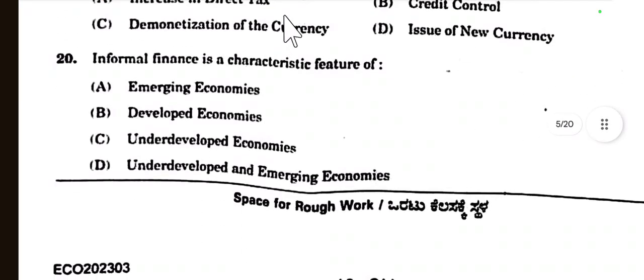Then come to question number 20, informal finance is a characteristic feature of emerging economies, developed economies, underdeveloped economies, or underdeveloped and emerging economies. Yes, informal finance is a characteristic feature of underdeveloped as well as emerging economies. So option D is the right choice here.